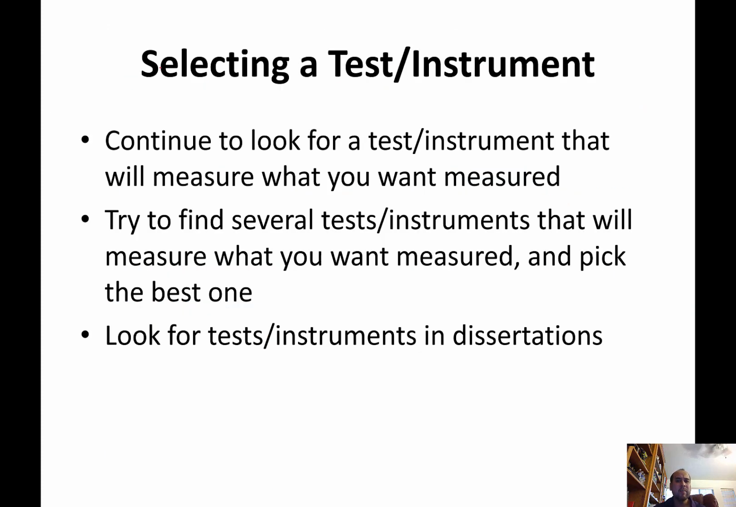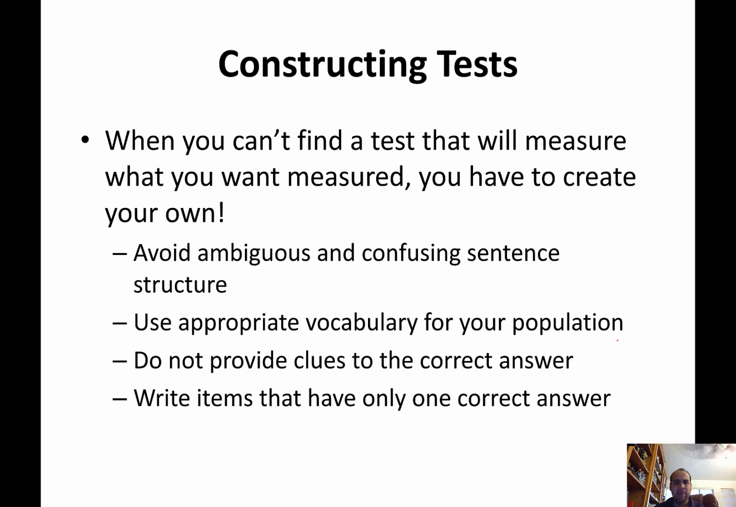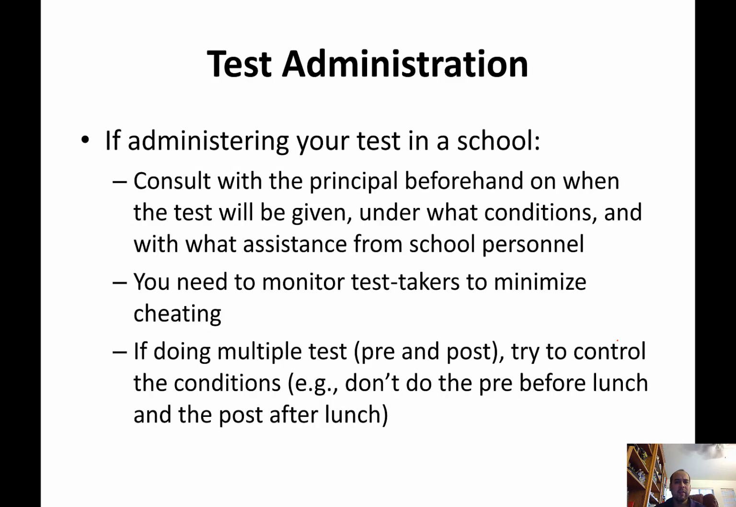Selecting a test or an instrument, first you have to look for one. Like I said, the next video will show an example of how I might go about doing that. You try to find several tests that may measure what you want. You look for these instruments in dissertations. So we're going to go back to the thesis dissertation abstract database to try to find an instrument. Construct tests: when you can't find a test, you have to create your own essentially. And a lot of times I end up doing a lot of this myself.